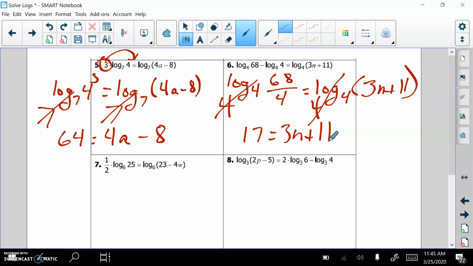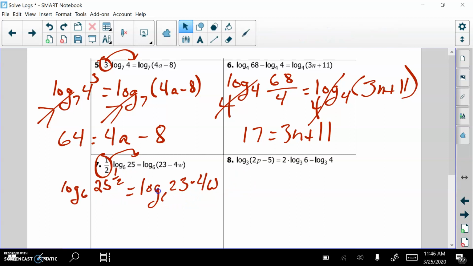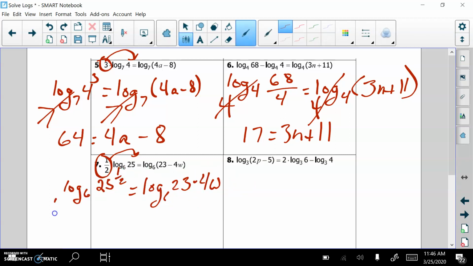And I trust you guys can solve those. What do we have next? Okay, so coefficient becomes a power. Nothing over here to do. So log base 6 of 25 to the 1/2 power is equal to log base 6 of 23 minus 4w. Y'all can write smaller than me, so please do. Exponentiate, exponentiate. 5 equals 23 minus 4w.